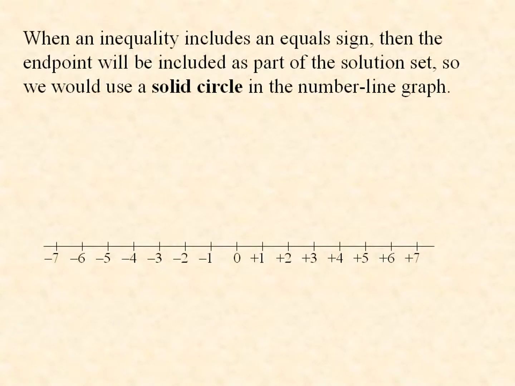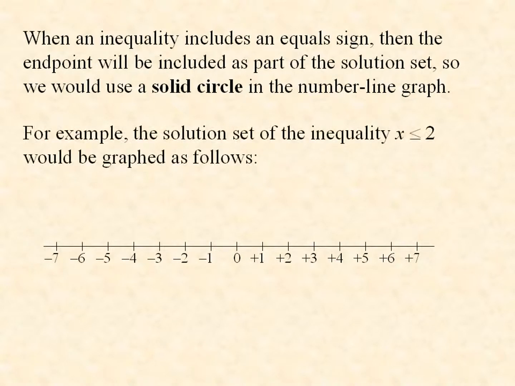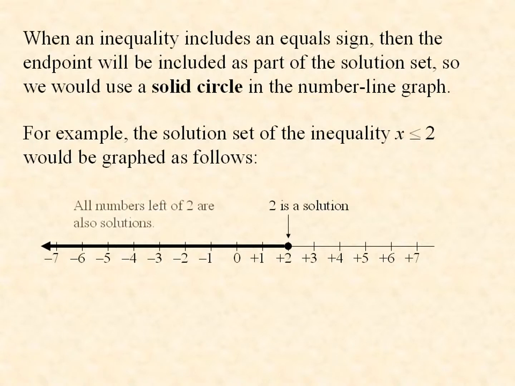When an inequality includes an equal sign, then the endpoint will be included as part of the solution set, so we would use a solid circle in the number line graph. For example, the solution set of the inequality x less than or equal to 2 would be graphed like this. The solid circle indicates that 2 is a solution, and the shaded part indicates that all numbers left of 2 are also solutions.